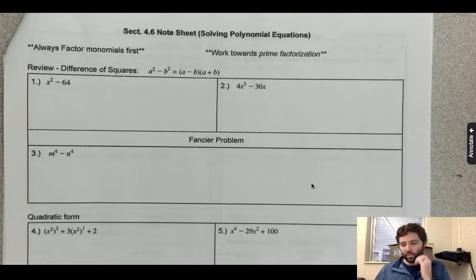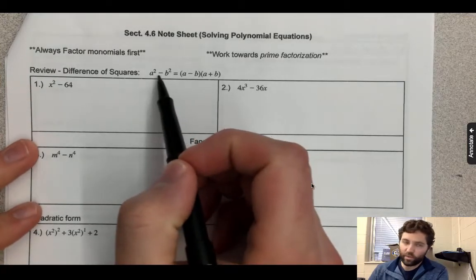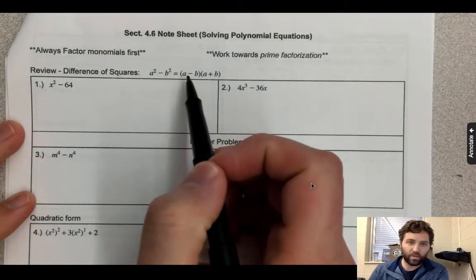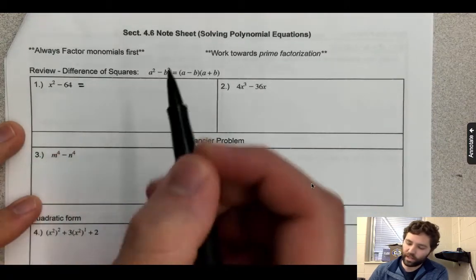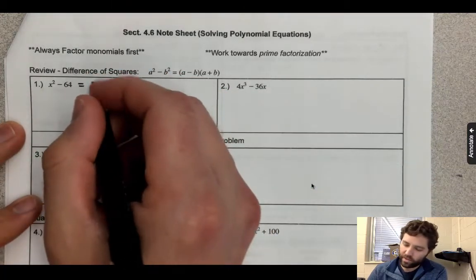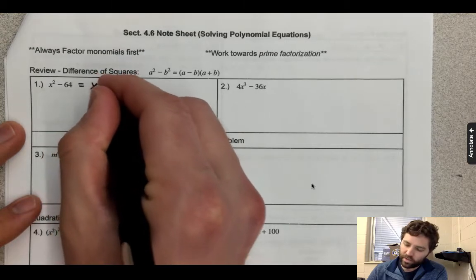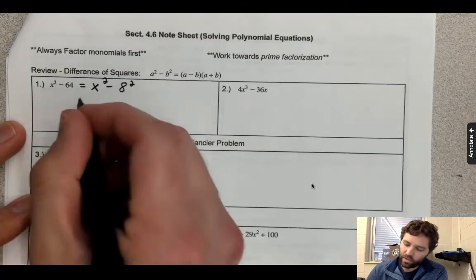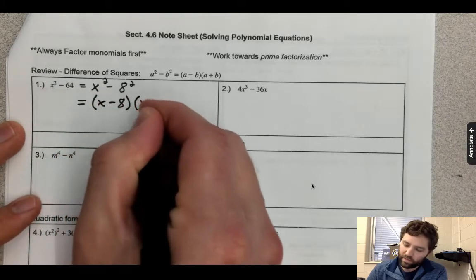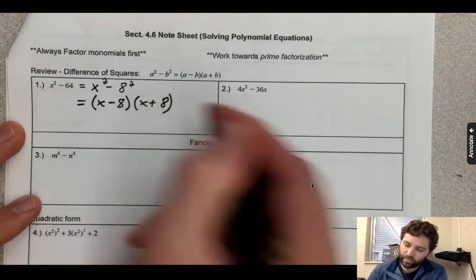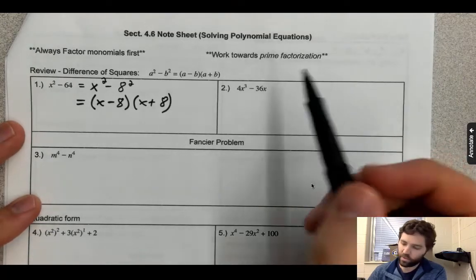And this is the form that it takes. If you have a squared minus b squared, so something squared minus something else squared, then you can break it into a minus b and a plus b. So for instance, x squared minus 64, if we were to factor this, we should notice that this is x squared minus 8 squared. So that could be broken into x minus 8 and x plus 8, following the pattern there. So that's the difference of squares.